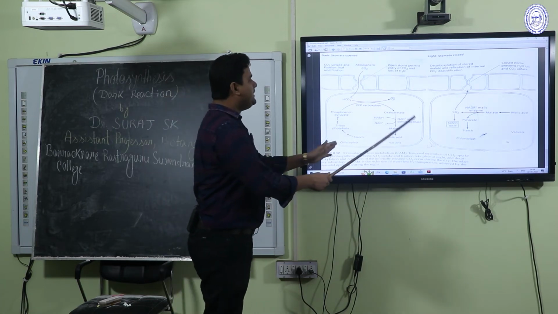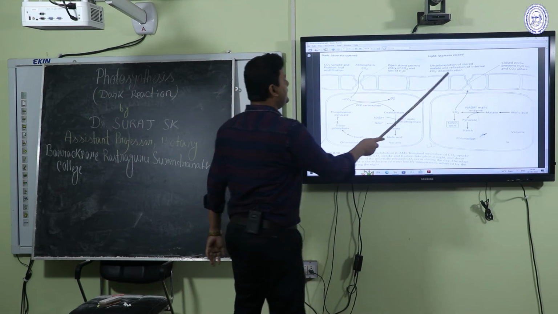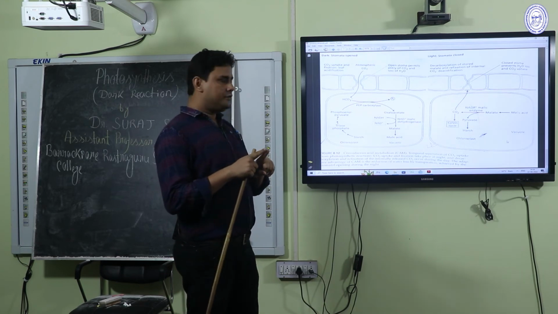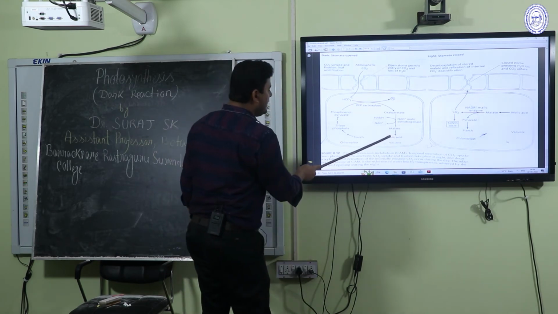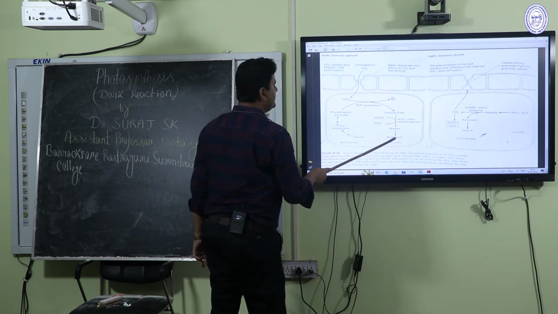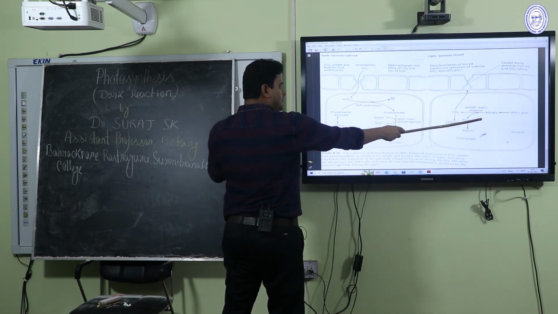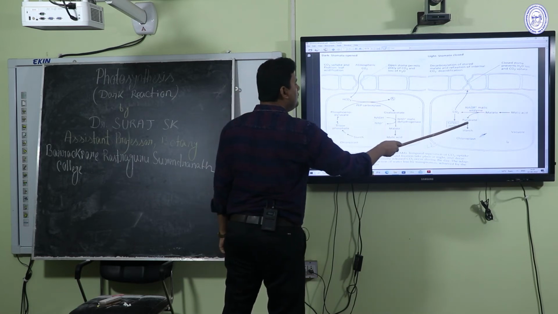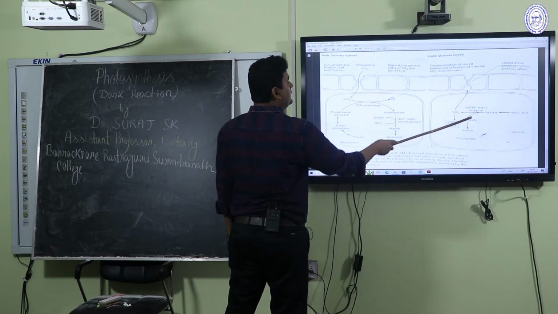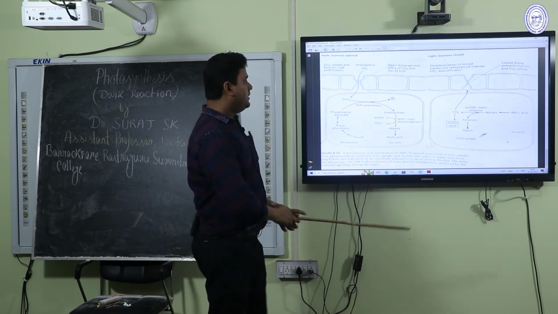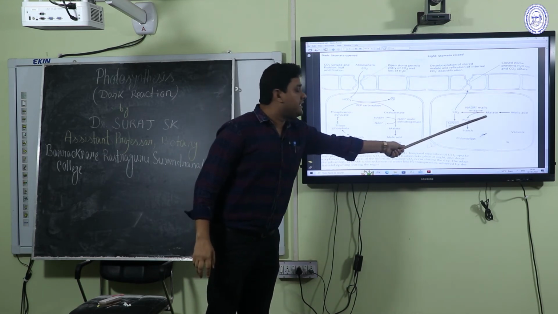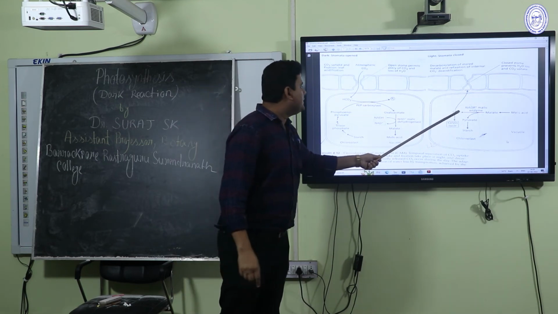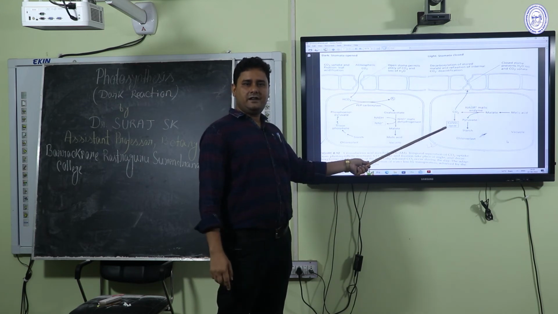And what happens during daytime? During daytime, when stomata are closed, this malic acid from the vacuole will be converted into malate, and from malate it will be converted into pyruvate. This reaction, malate to pyruvate, is a decarboxylation reaction, and it will produce CO2, and that CO2 will enter the Calvin cycle.